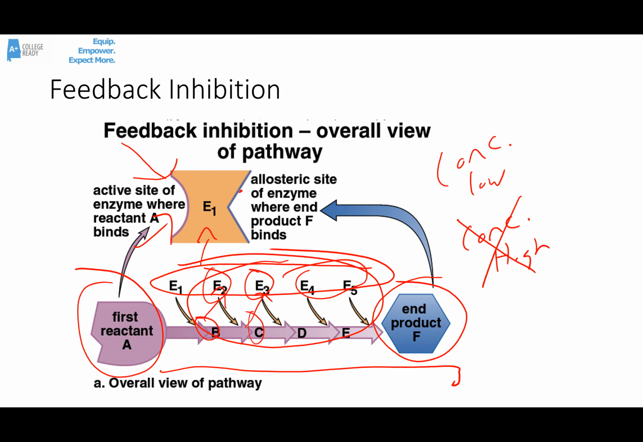So feedback inhibition is about carrying out a process when you need an end product, when the concentration is low, and then stopping that process when you have enough of it and the concentration is high. It's about conservation of resources.